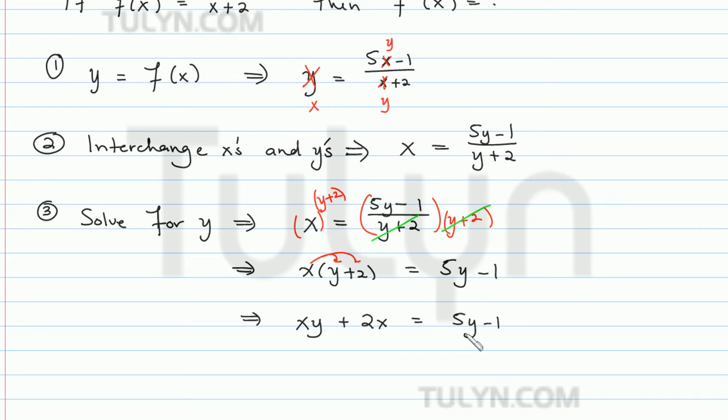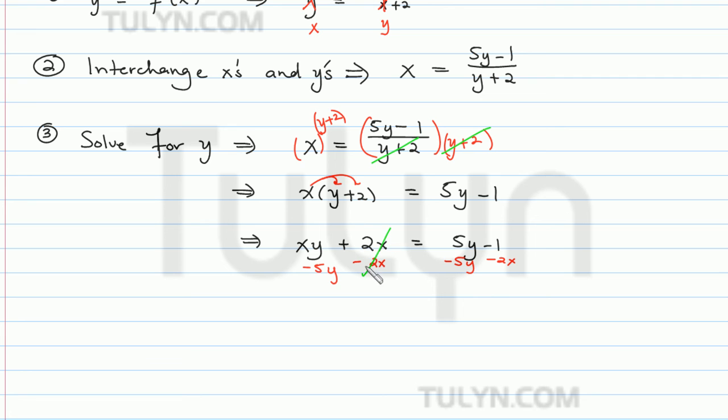So just as if we were solving for x, we want to move all the stuff with y in it to one side and all the stuff that doesn't have any y's in it to the other side. So I'm just going to subtract a 5y from each side of the equation, and I'm going to subtract a 2x from each side. So the 2x cancels out here and the 5y cancels out here. So here we have xy minus 5y on the left, and then negative 1 minus 2x on the right.